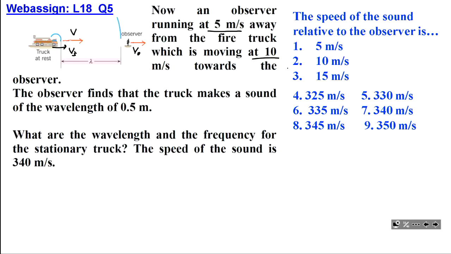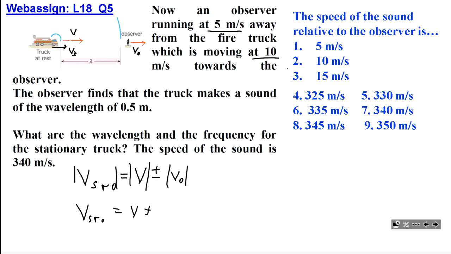So the speed of the sound relative to the observer is always equal to the speed of the sound relative to the ground plus or minus the speed of the observer relative to the ground. And again, I say speed. Technically, I should have used the vertical bars representing magnitudes, but I don't like spending time on that. Same.